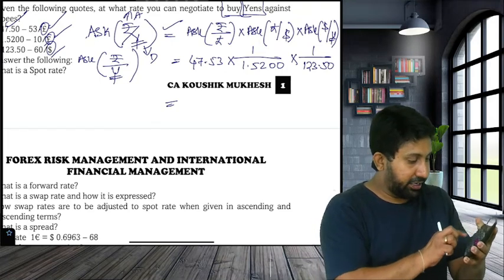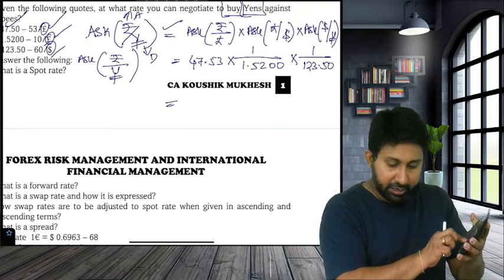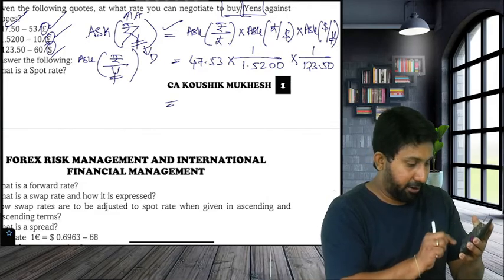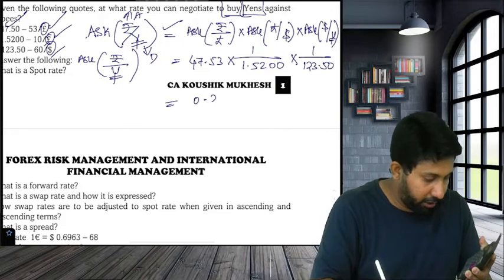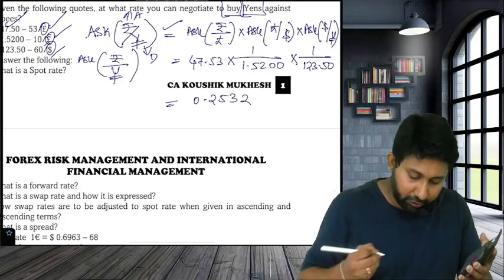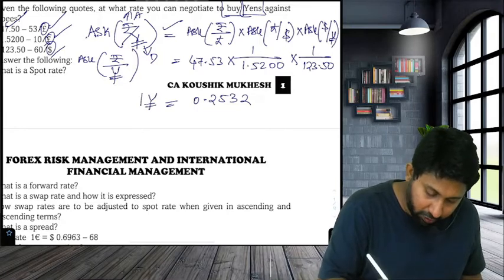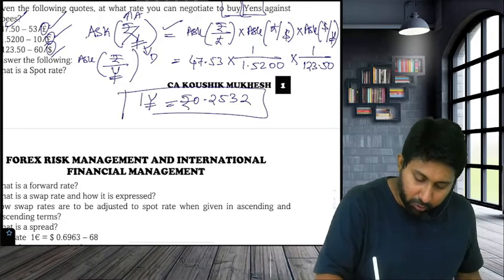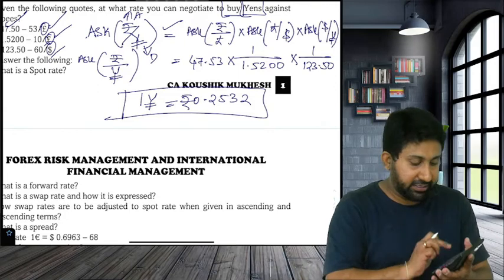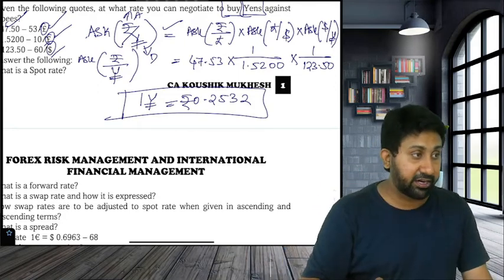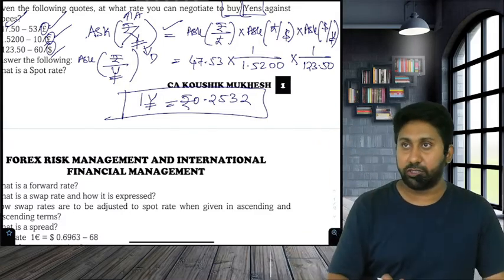Calculate 47.53 divided by 1.52 divided by 123.5. How much? 0.2532. What is it? 1 yen equal to 0.2532 rupees. At this rate, yen and rupee will get traded at the ask rate. Trade at what rate, sir? Ask rate. Now you may ask a question, sir.